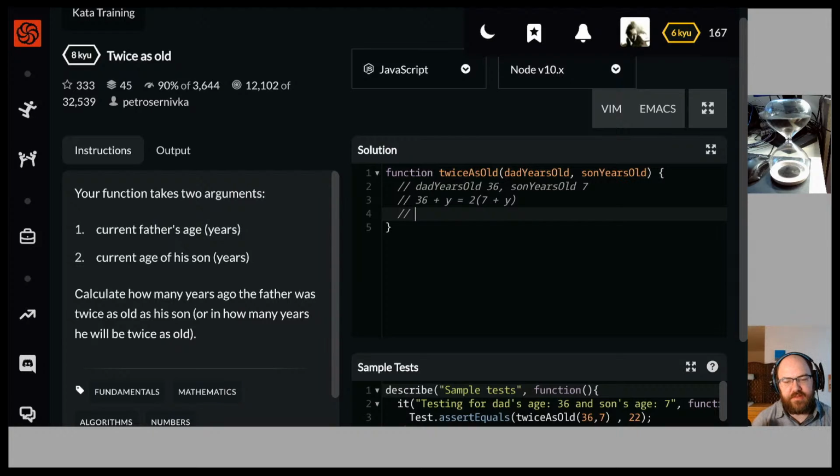So if I rearrange this around, we get 36 subtract 2 times 7, and then we get 2y minus y. Two y minus y, which is just y.